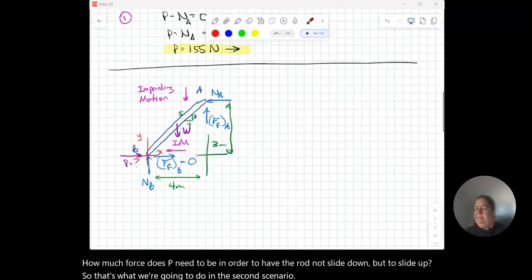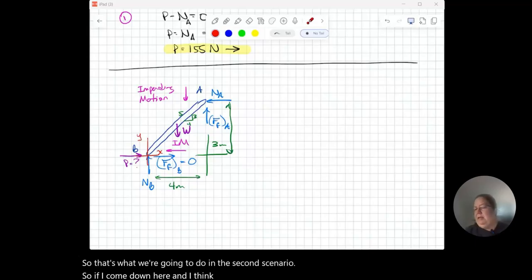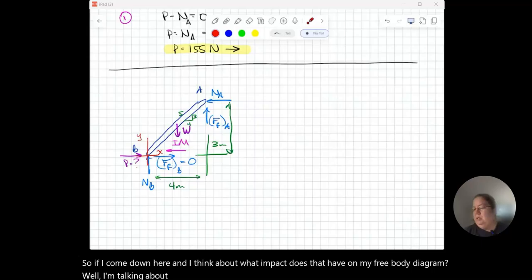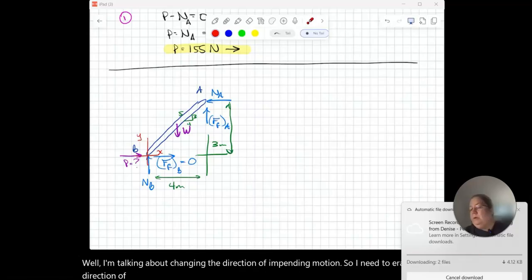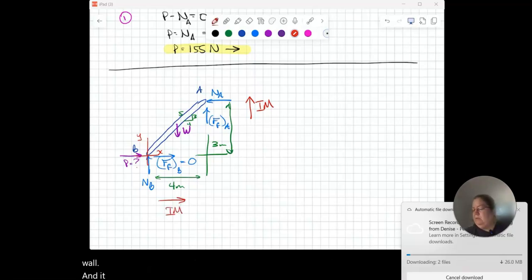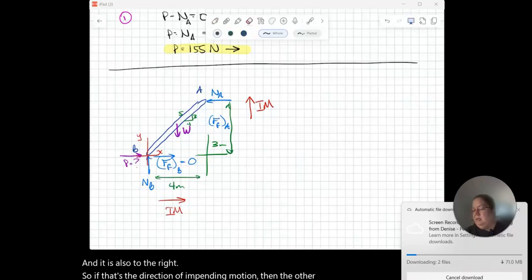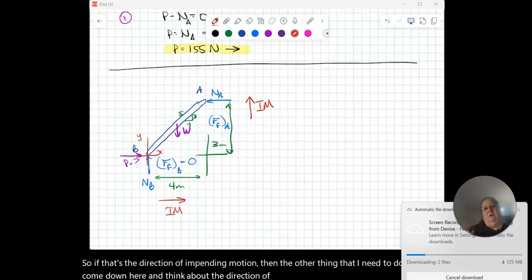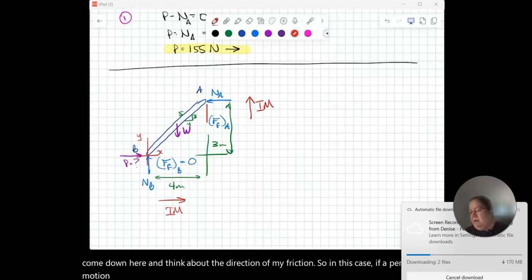So that's what we're going to do in this second scenario. What impact does that have on my free body diagram? Well, I'm talking about changing the direction of impending motion. So I need to erase the direction of impending motion. Now we're going to say that impending motion is up the wall, and it is also to the right. Then I need to think about the direction of my friction. If impending motion is up the wall, my friction force is now located in the opposite direction.